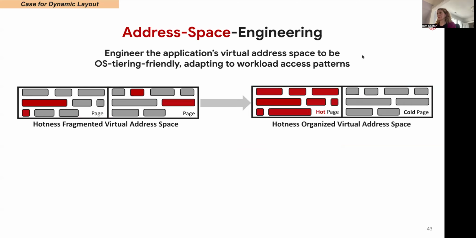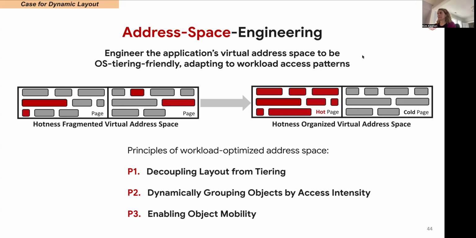Okay, these are all great improvements of page utilization, but how do we achieve this? For this, we introduce a concept called address space engineering, where we engineer the application's virtual address space to be OS tiering friendly and adapting to the workload's access patterns dynamically over time. So how do we go from this left side, where we have a hotness fragmented virtual address space, to a hotness organized virtual address space? There are really 3 key principles in achieving this. One, decoupling the layout decisions from tiering. Two, dynamically grouping objects by access intensity and activity. And three, enabling object mobility in the first place.